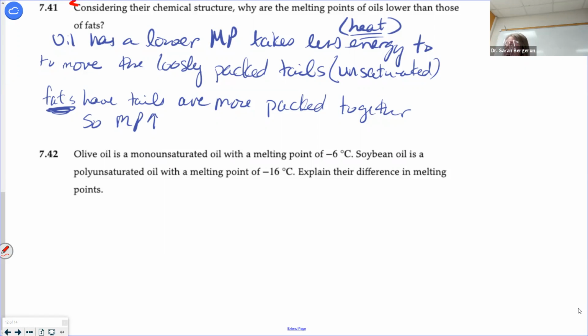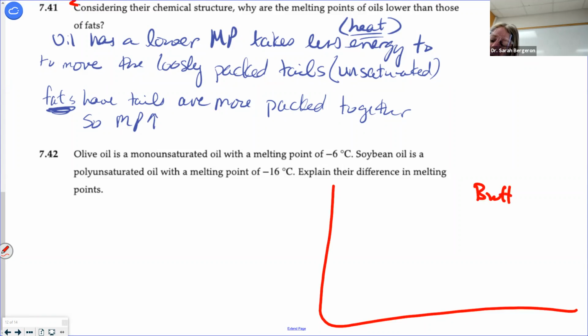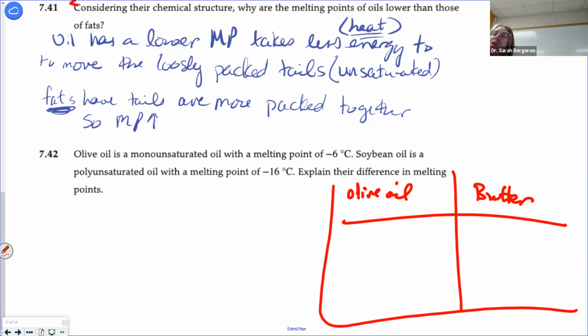Butter is packed tight together like pages of a book. I mean, it's stuck together. It's stuck together due to London dispersion forces. So they have fatty acid tails. We're gonna do this on the side. Butter. And we're going to say olive oil, right? Both butter and olive oil are fats that have that carbon backbone, and then they have those tails, right?